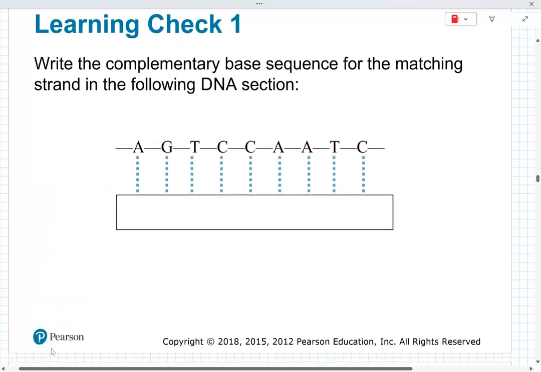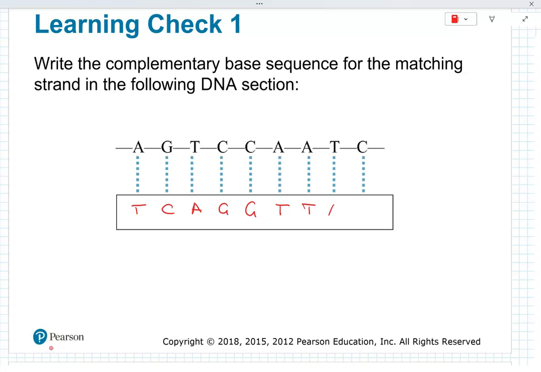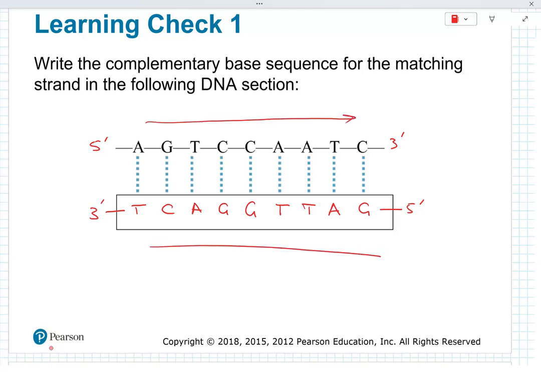So, complementarity rule. Let's put letters next to the existing ones. A. Keep going. C. A, G, G, T, T, A, G. Now, 5 prime, 3 prime. Maybe I'm jumping ahead of a train, but what should I put in the bottom? 3 to 5. What do we call it when one strand goes, okay, let's say this way, and another goes this way?